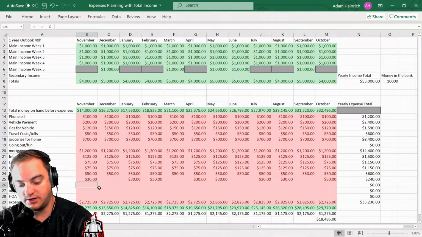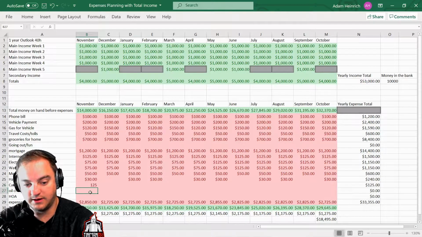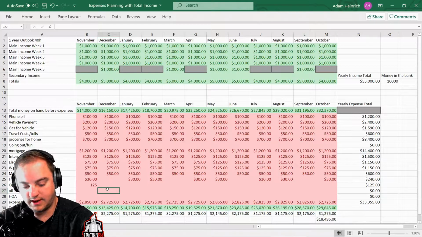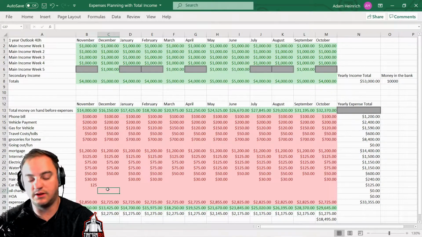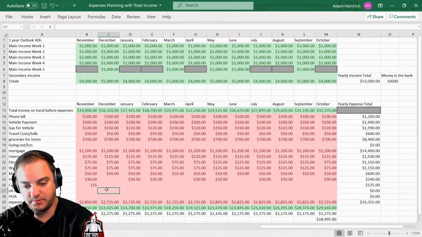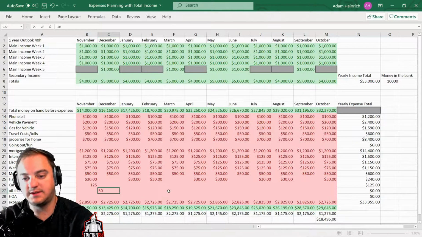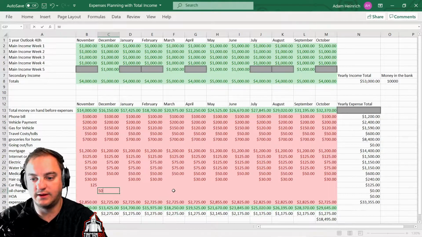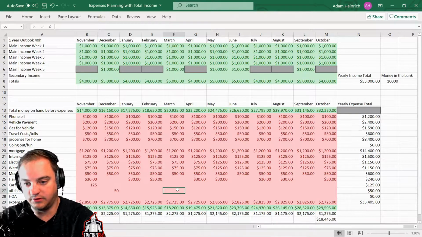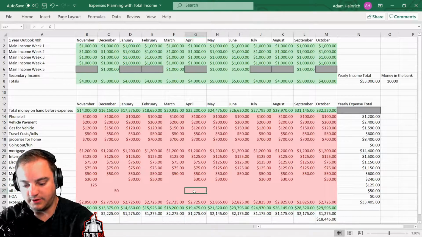Car registration, I think ours is 125, which, holy crap, I think I have to do mine. Oil change, I got to do mine. I do it myself. This is up to you. How much do you pay for it? I mean, this is pretty basic. Let's call it 50. And this is going to depend on how often you drive. But for me, I'm going to probably have to do that in April again.